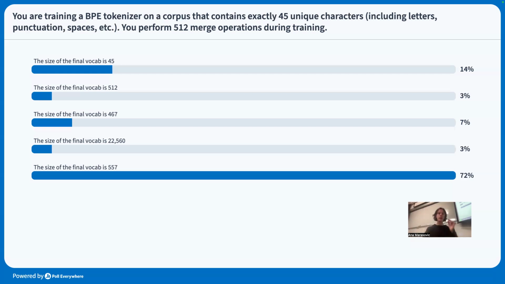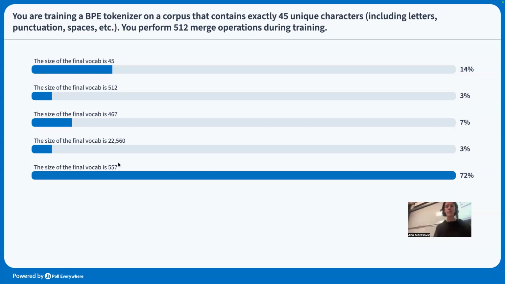Okay, so here the other options were just distractors. This one is 22,000, I just made up. The other ones were some combination of these numbers in the input. So if you haven't chosen the last option, remember, unless I give you a very high number of merge operations, you are going to end up with the number of unique characters in the beginning plus the number of merging operations as the size of the vocab.